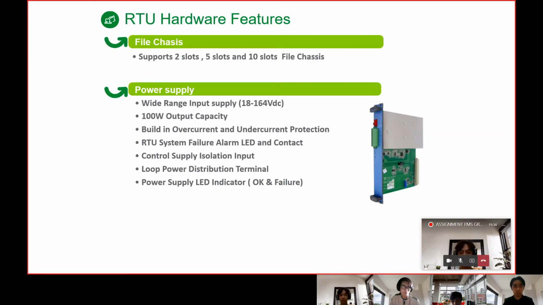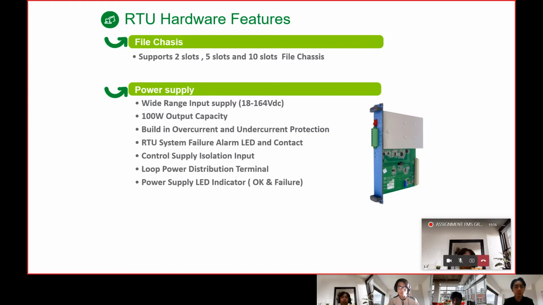Okay, for the next, RTU hardware features. This is one part of the RTU station, which is the file chassis. It includes the file chassis and the power supplies. It has two functions: it supports 2 slots, 5 slots, and 10 slots of file chassis, and also it gives power supplies.